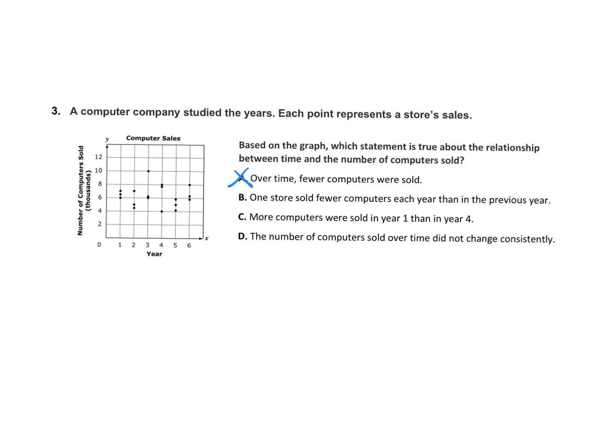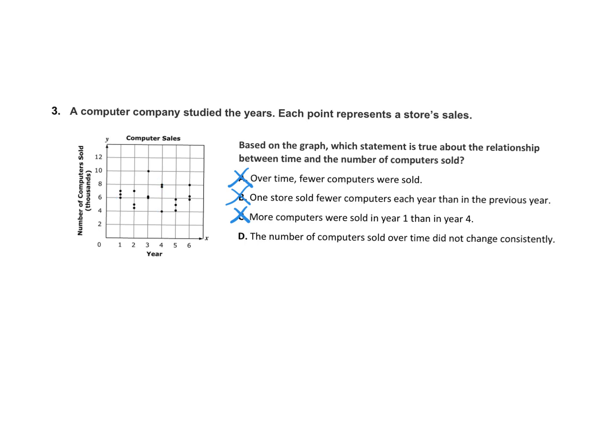Letter B, it said one store sold fewer computers each year than the previous year. Well, I really can't tell that either, so no. Letter C says more computers were sold in year 1 than they were in year 4. Well, no, I mean, we've got some stores that were selling like 8,000 of them and so forth. So I couldn't say that would be a good relationship there either.